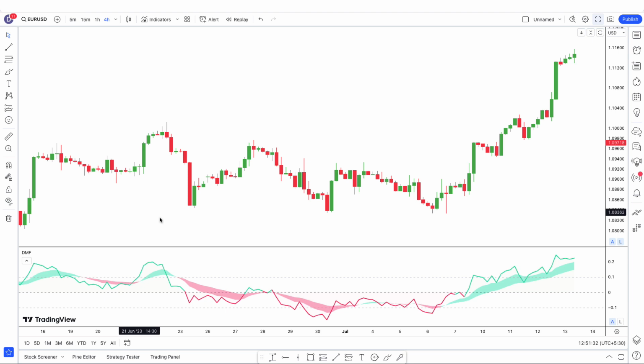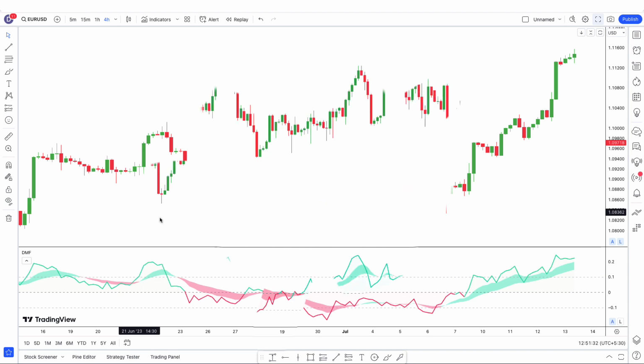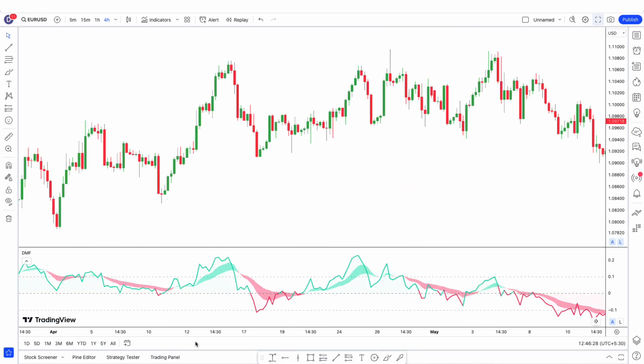And please pay attention that when it's inside or above the cloud, it can be either during the pullbacks or it may lead to reversals. Similarly here in this situation, when the indicator is above the center line, when the DMF line is inside the cloud or below that, it can be either during the pullbacks or there is also possibility that it may lead to reversal.